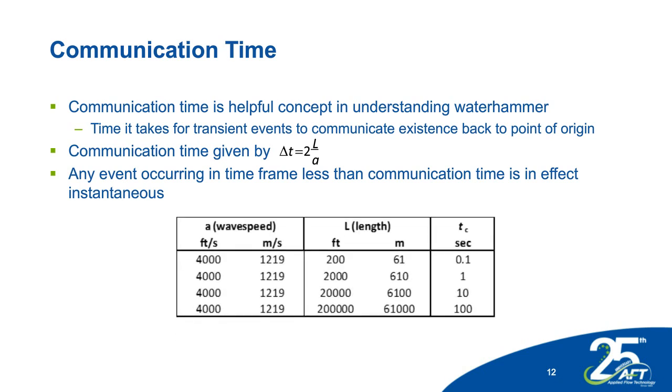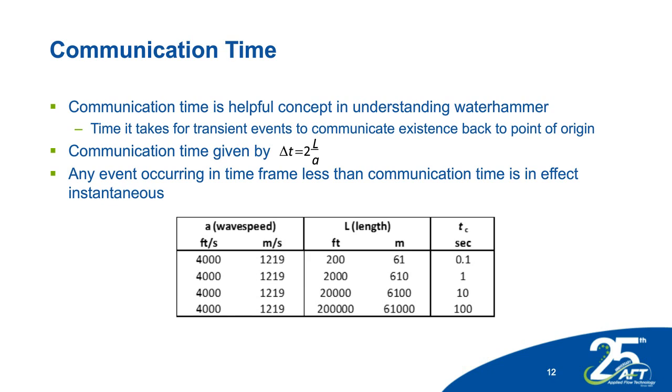And so there's some examples here in this table down below, some with a wave speed of 4,000 feet per second or about 1,200 meters a second. You have different pipe lengths in here, and on the right is the communication time. So if you have any event with a pipe length as shown in this table, less than, over on the right, 0.1 seconds, 1, 10, or 100 seconds, given the certain length of the pipe, you're going to get at least the Joukowsky pressure spike you're going to experience, even if it doesn't happen instantly.